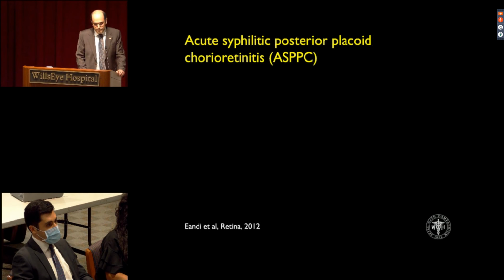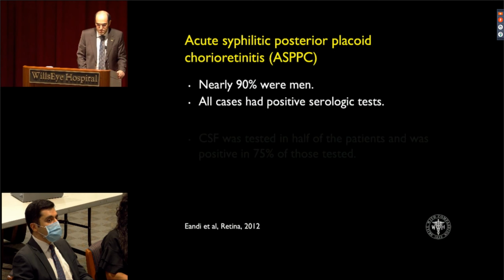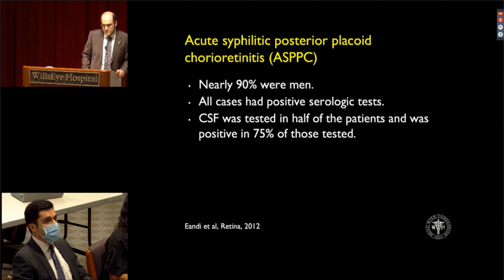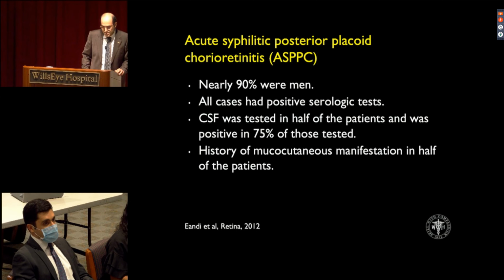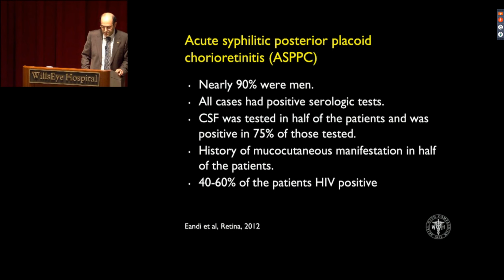In a paper published in Retina in 2012, the International Syphilis Study Group evaluated 93 eyes with placoid syphilis and reported their characteristics. Nearly 90% of the patients were men. All cases had positive serologic tests, and CSF was tested in half of the patients and was positive in 75% of those who tested. And history of mucocutaneous manifestation was positive in half of the patients. About 40 to 60% of the patients were HIV positive.